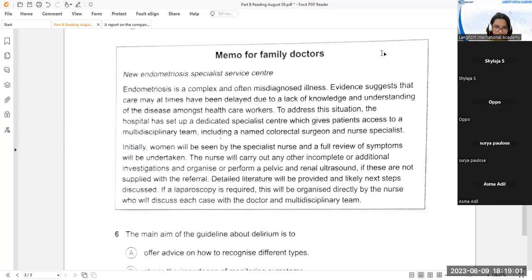Okay, now let's have a look at the extract. All of you take 55 seconds, go through the extract.